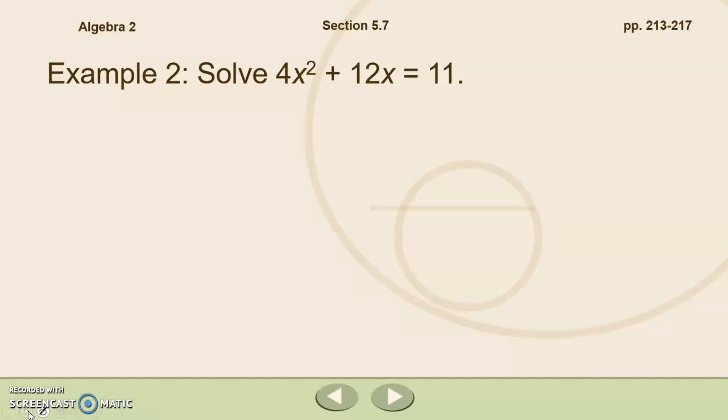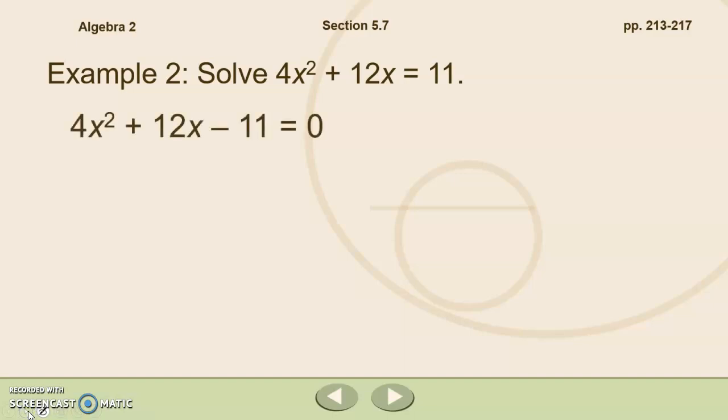Now, 4x squared plus 12x equals 11. This one is a little bit more difficult to factor. In fact, you might say, I can't factor this one. So we can use the quadratic formula to find both the exact solution and decimal approximations. Exact solutions are going to have the root symbol. Decimal approximations are when we actually punch that into our calculator and we round to the nearest hundredth place, for example. So let's solve this one.